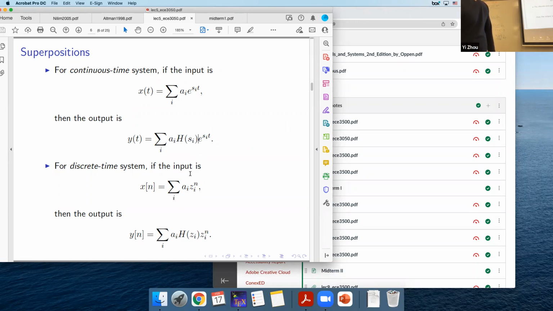And similarly for the discrete system, we have the same property. If the input is a linear combination of these eigen signals, then the output is again a linear combination of the corresponding responses.